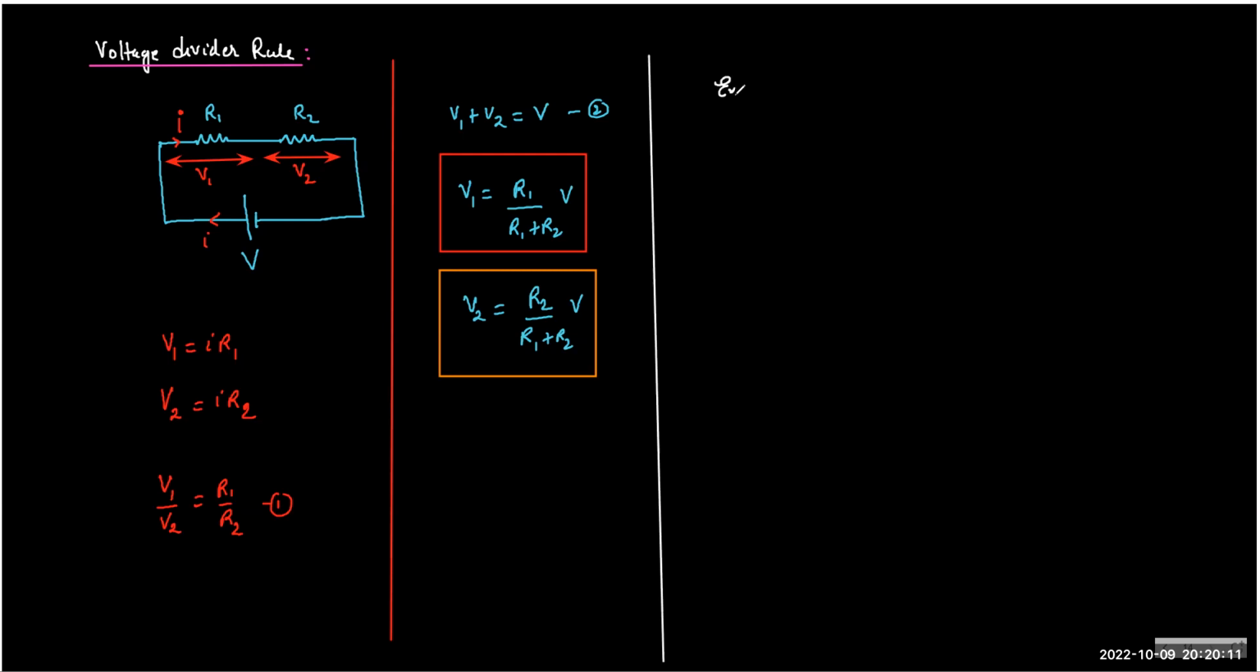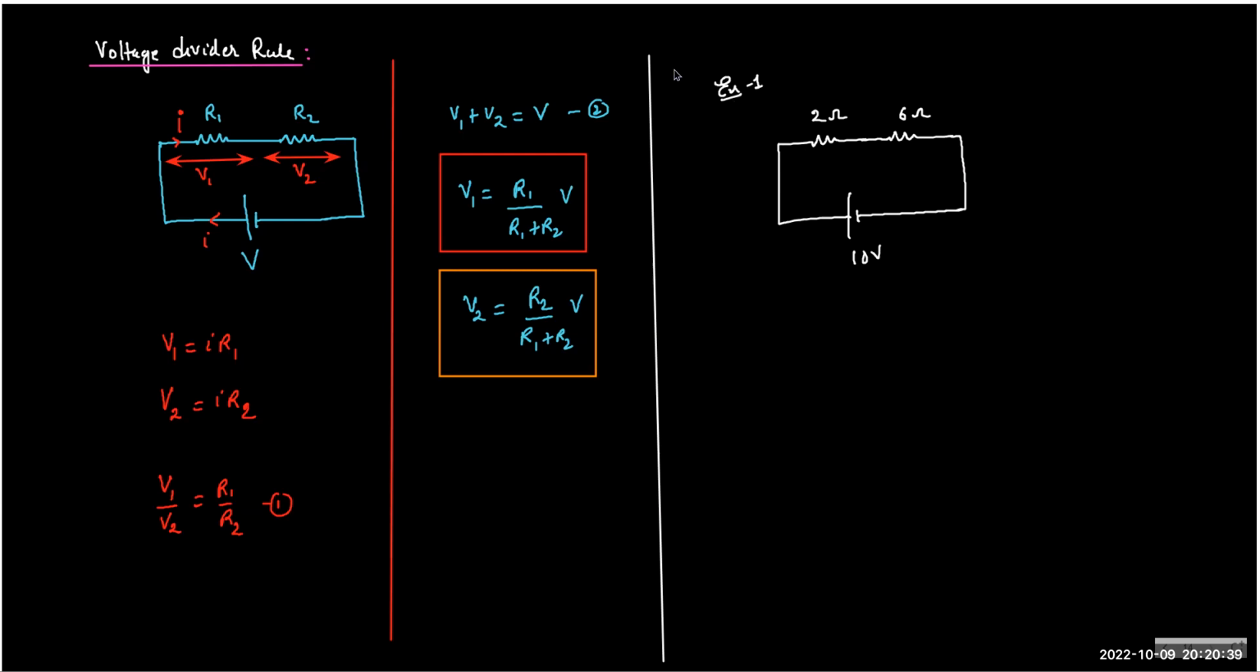So, example one. If you have 2 ohm and 6 ohm, and if I say 10 volt, what voltage will appear across 2 ohm?